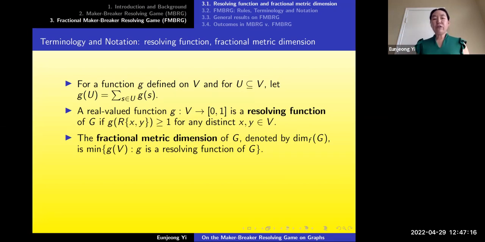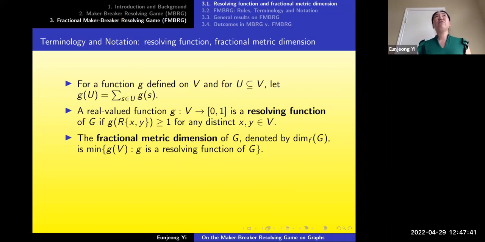So what is the fractional metric dimension of the graph G, which we denote by dim_F(G), with subscript F indicating fractionalization? It is the minimum weight over the values assigned to each vertex under a resolving function g. You take all the possible values, and the minimum is the fractional metric dimension of the graph G.